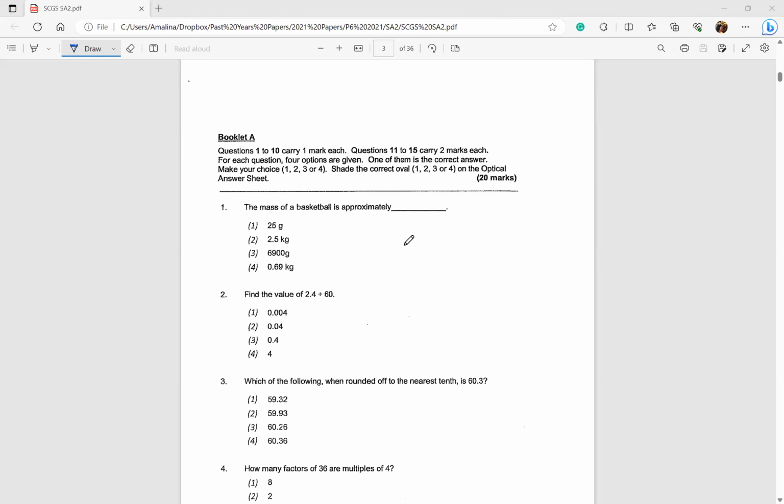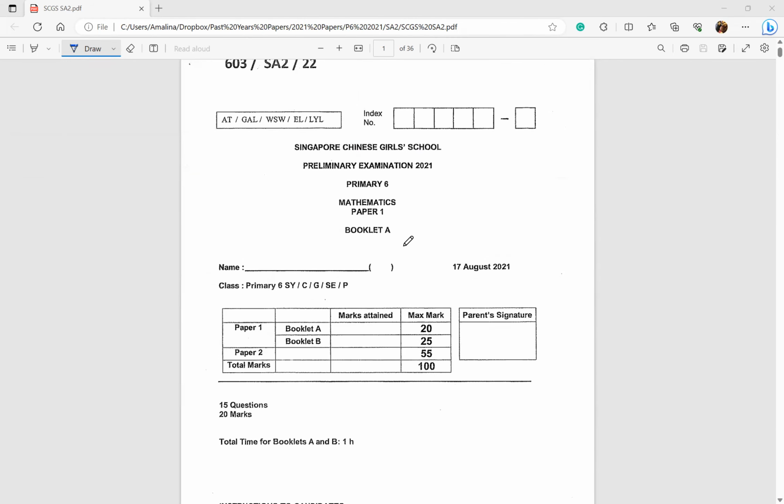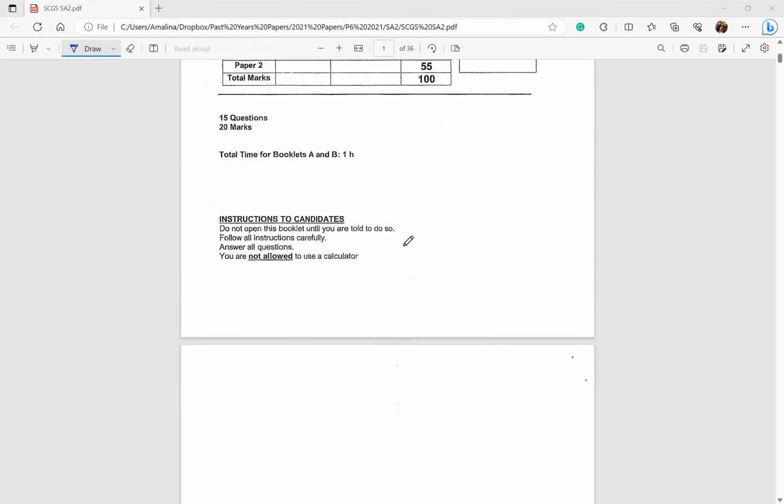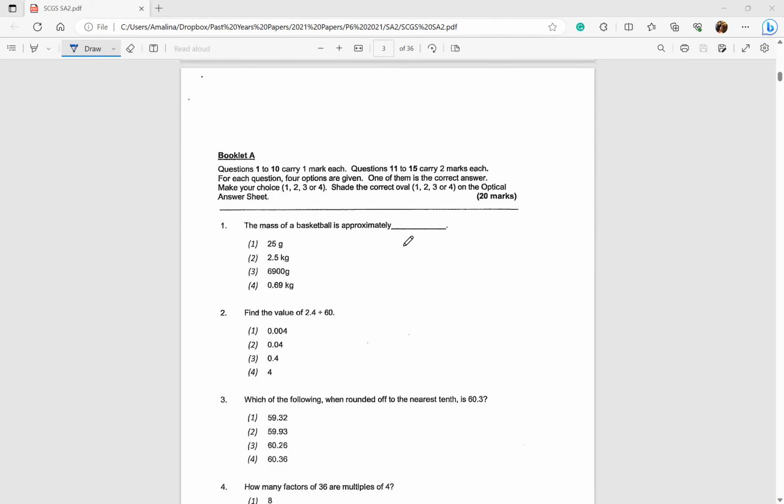Okay, this is SCGS SA2 Prelim Exam 2021 for P6. I will be going through only some of the questions for this paper. You can refer to the PDF form uploaded on the site for the other answers.